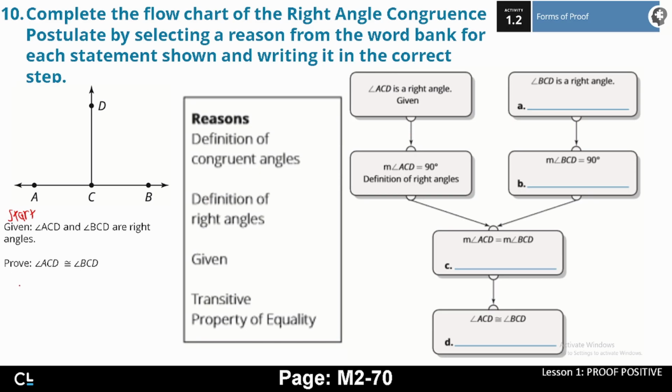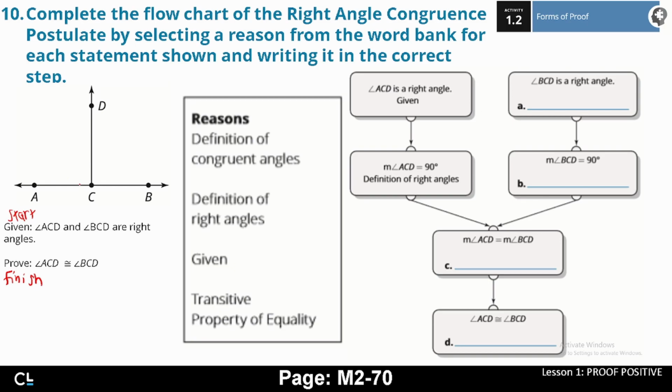This is the finish, right? So it's like a race or like a path that you want to get to, or a hike, right? You have your start and you have your finish, and you have things in between that you need to get through, right? So our start says angle ACD and BCD are right angles.